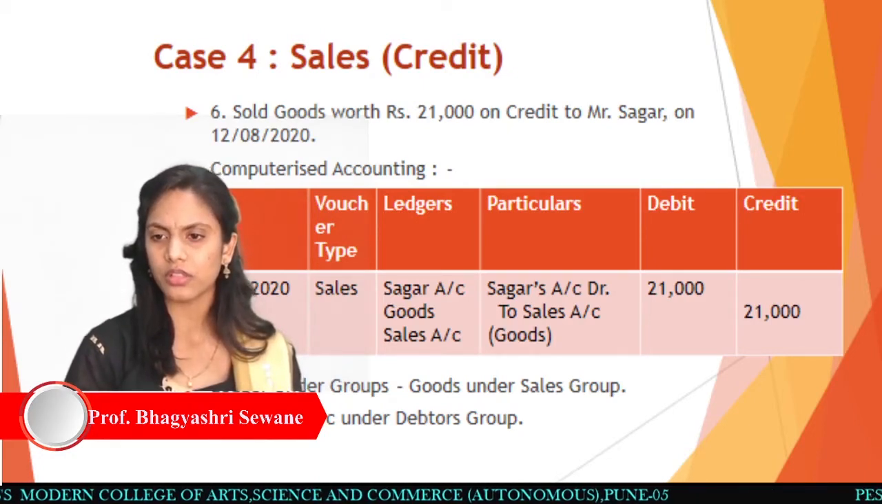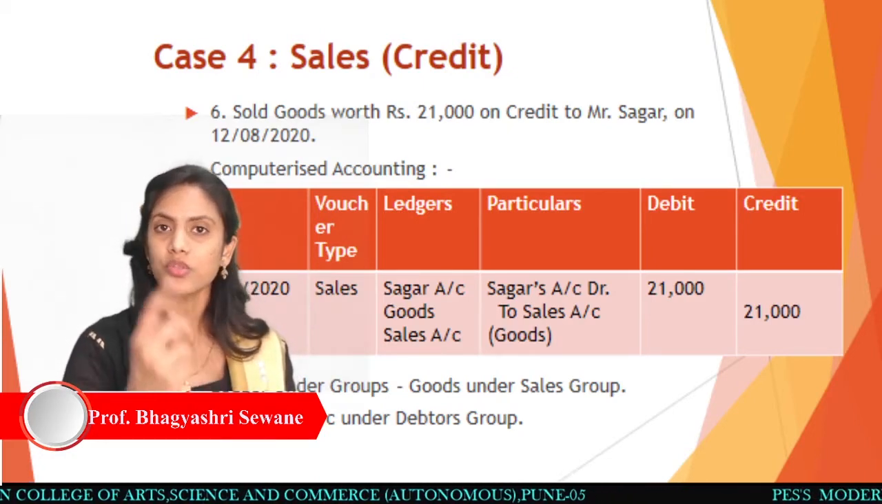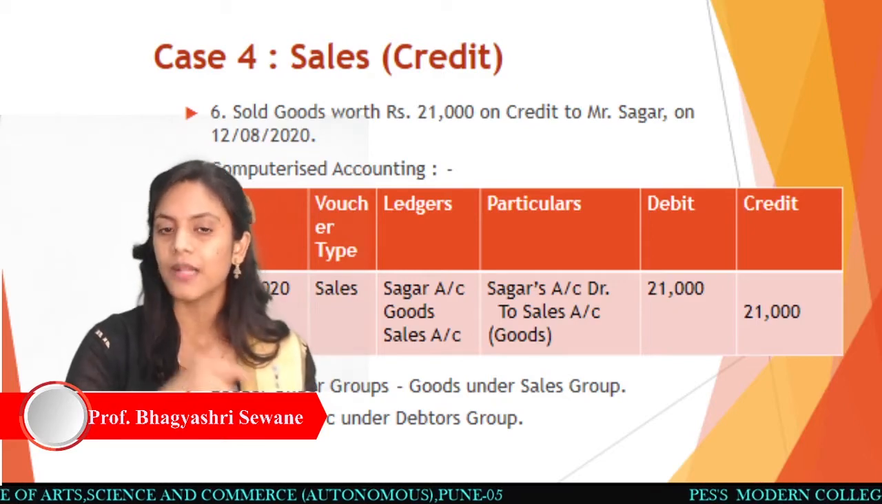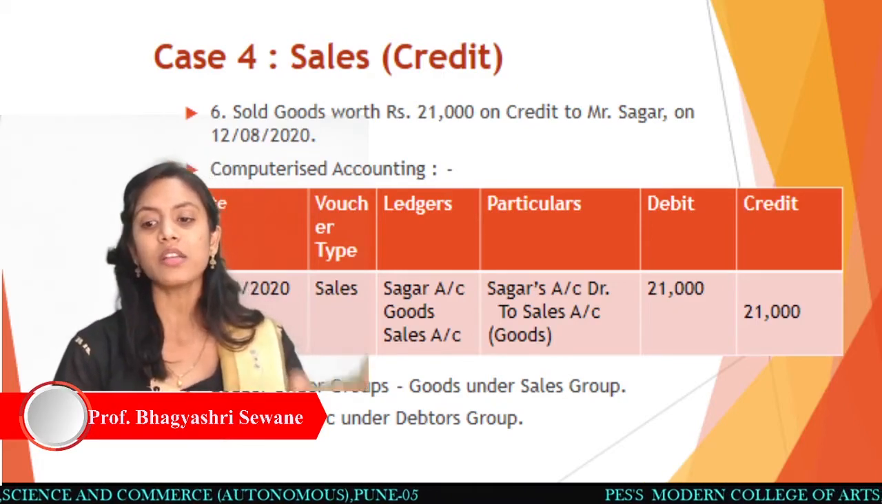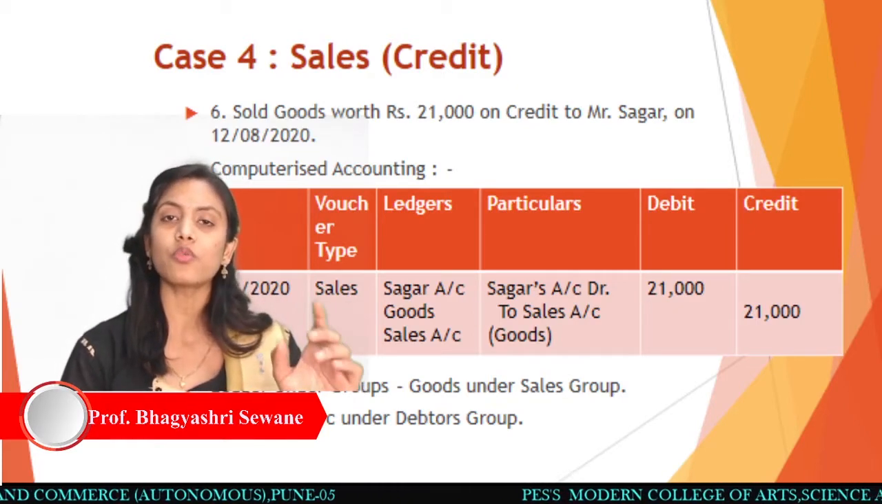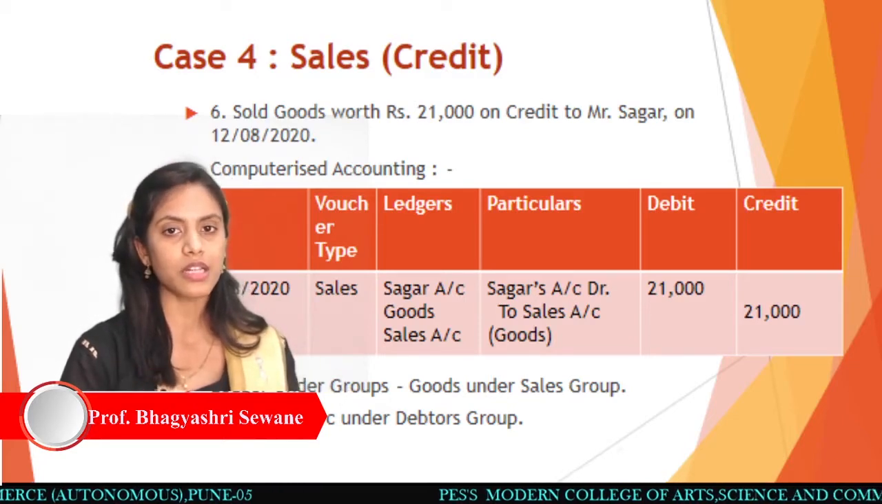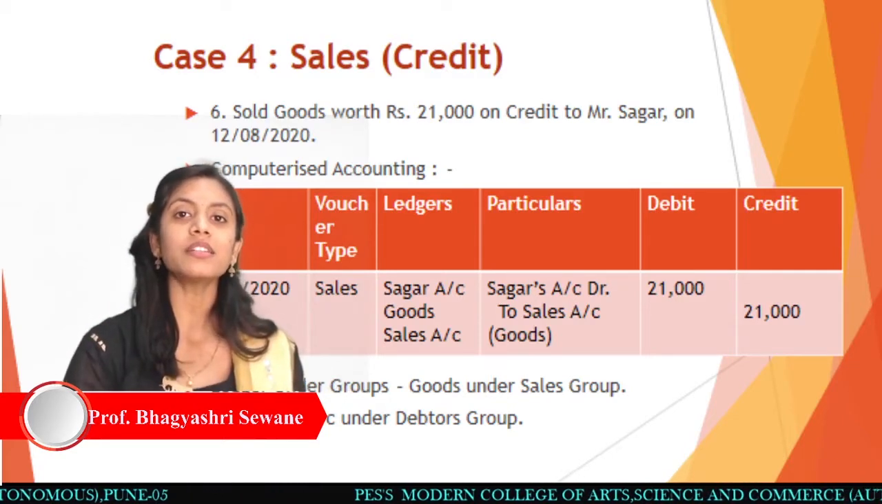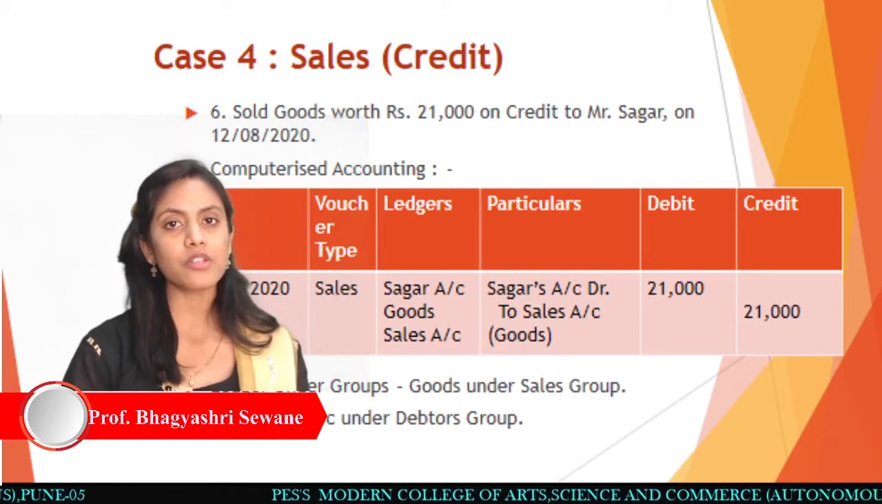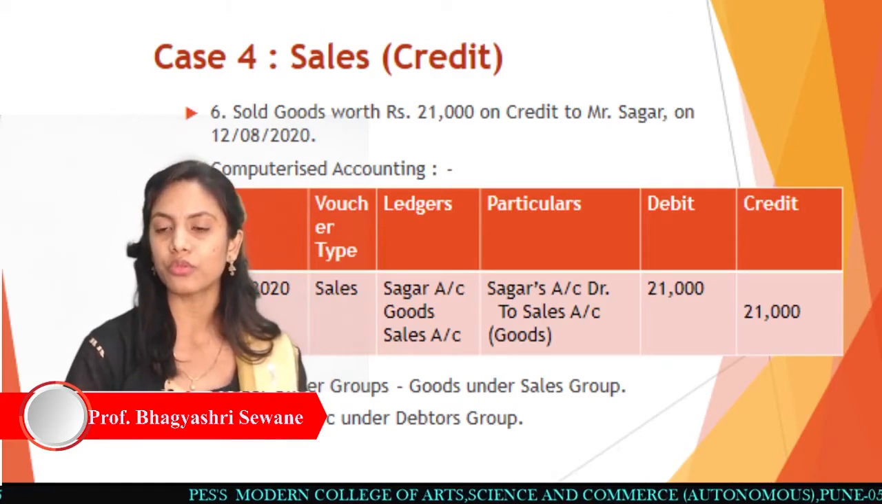And cash account, goods sales account. So the sales account, goods account we have created, but that goods account was under the purchase account and not under the sales account. So we have to create a new ledger over here. Okay, so we will go to Tally and see how to do this entry.